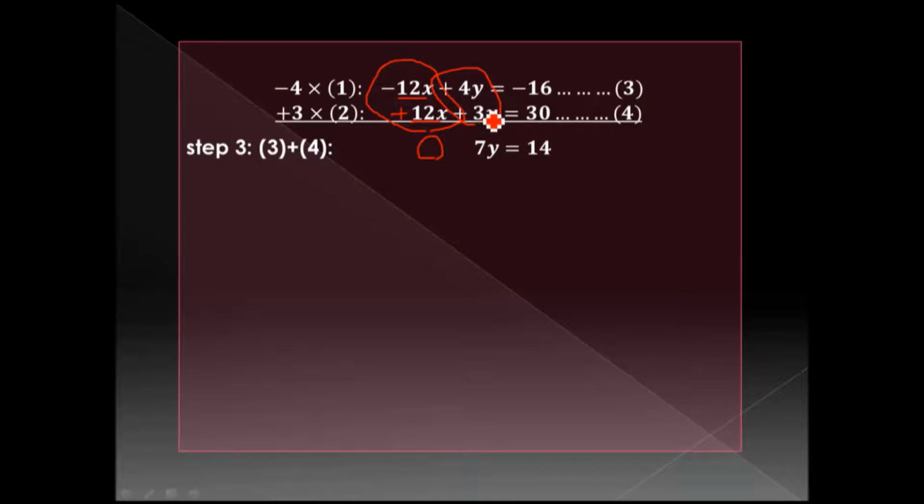Positive 4y plus 3y collapses to positive 7y, with a salient positive sign being developed. Minus 16 plus 30 gives us positive 14.